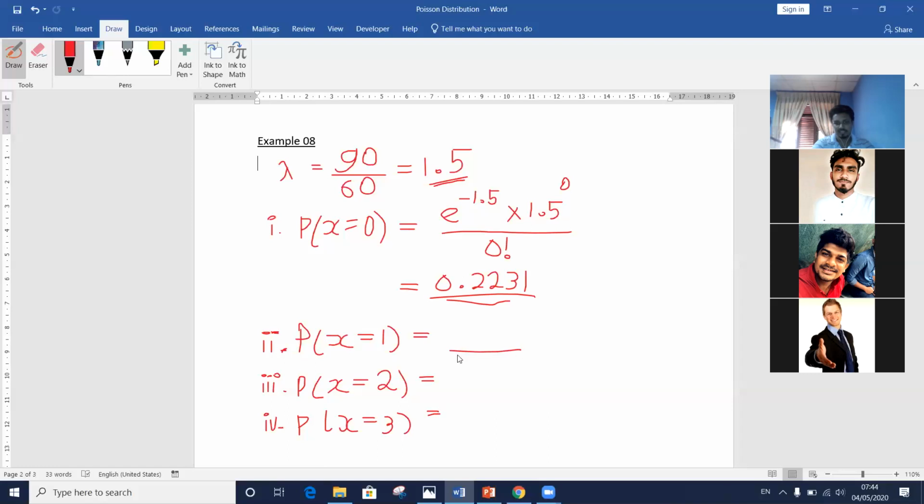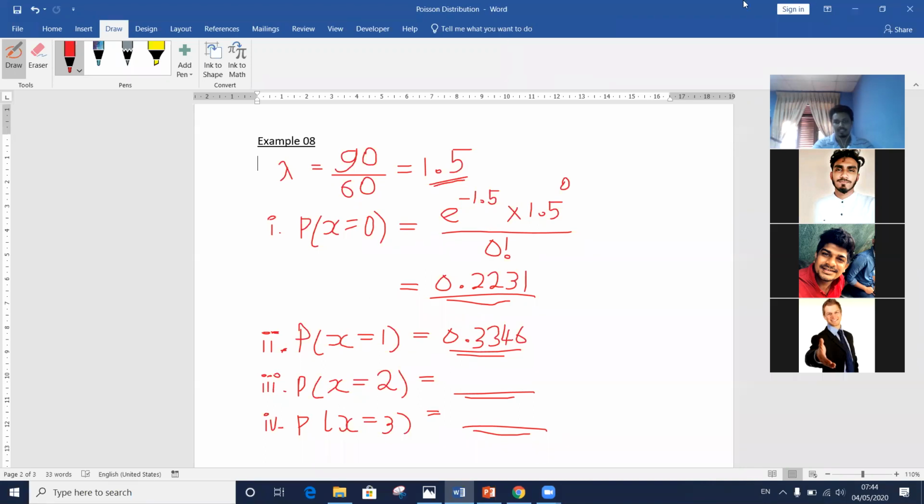Right? We need the answers here. You find and tell me. What should be the answer here? Probability of getting exactly 1 call per minute. 0.3346.